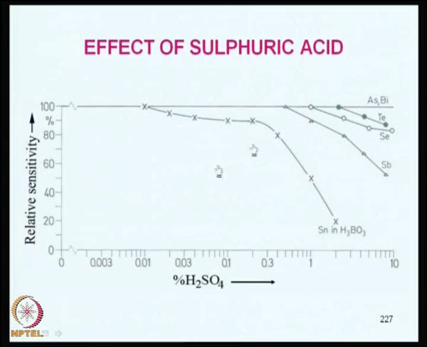This is the effect of sulfuric acid. Again I have done the same analysis. What I have done is I have determined the signal in almost 0.003% H2SO4, and I keep on increasing. You can see how the graph behaves, tin, and then this is antimony, this is selenium and tellurium, arsenic, bismuth, etc. So, what you can draw a lesson from this is up to 0.01% acid, tin is okay, but all other things you can manage up to 0.3%.